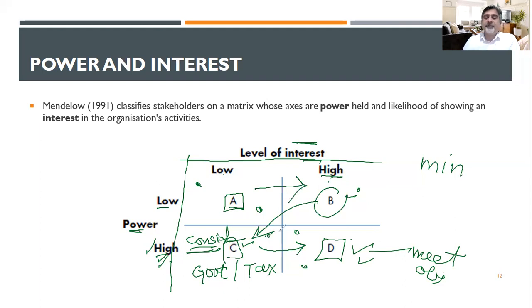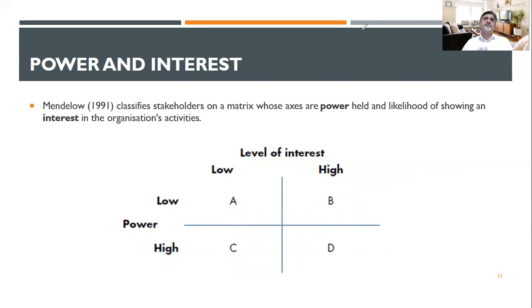And same could happen with this one. Somebody who is already in D, they might move to B. So stakeholder mapping is not a static thing, but it is a very clear understanding that you find out who are my stakeholders. Okay, I give you an example.